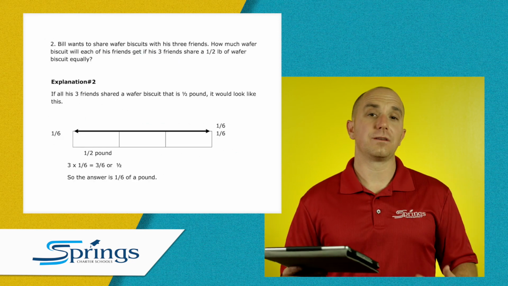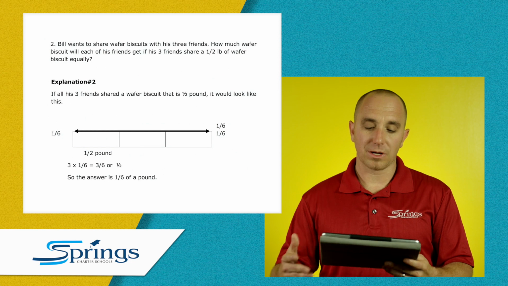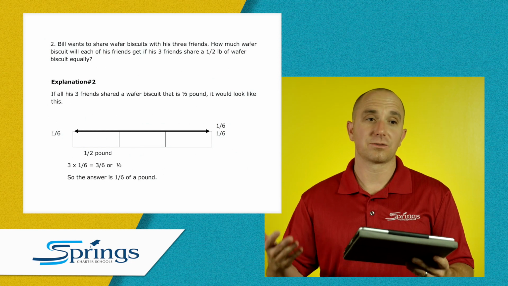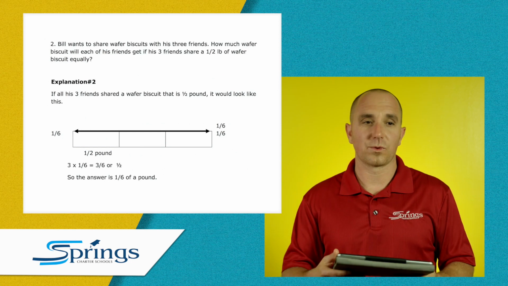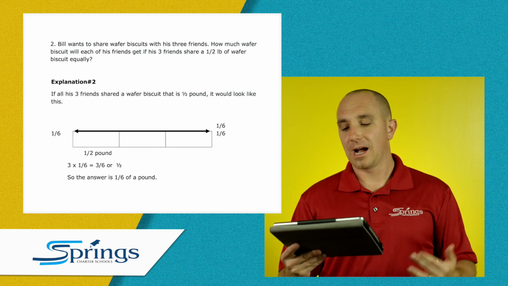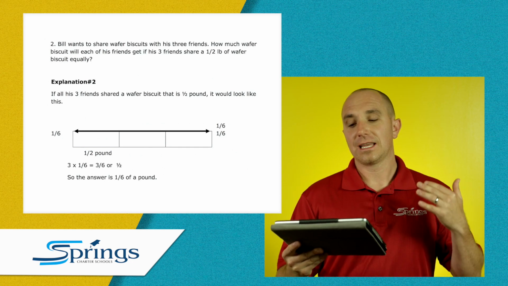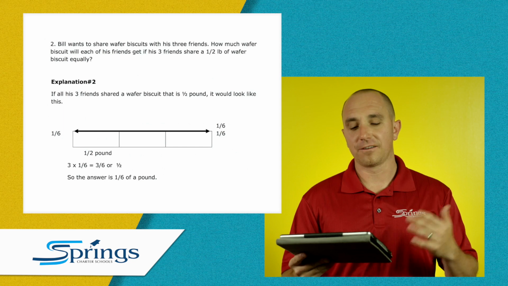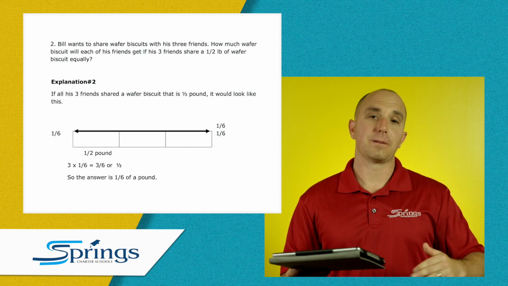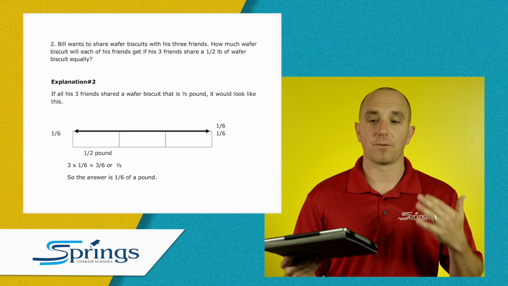All right, now let's look at one in a visual way. We have Bill, and he wants to share wafer biscuits with his 3 friends. I know it's a little silly. What is a wafer biscuit? You can tell me. How much wafer biscuit will each of his friends get if 3 friends share a 1/2 pound of wafer biscuit? So think about it. You have 3 people sharing a 1/2 of a pound.